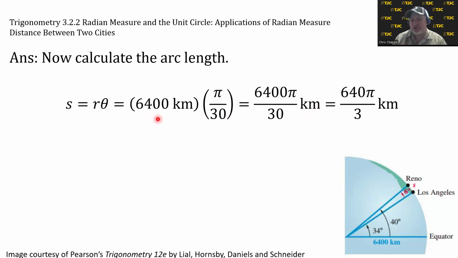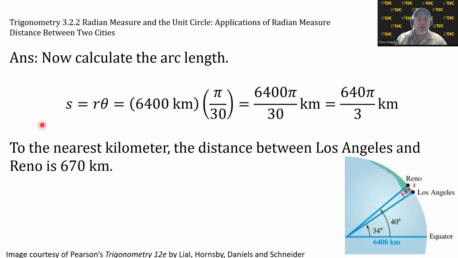But if somebody asks you what's the distance between two cities, don't tell them this answer. They'll think you're a big nerd. But your answer is precise, well, subject to the measurements of the latitudes. To the nearest kilometer, if we put this in a calculator, the distance between Los Angeles and Reno is about 670 kilometers. So it's just an arc length problem. You have to understand what latitude measurements mean, though.